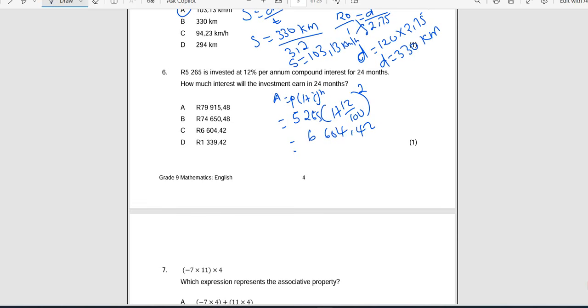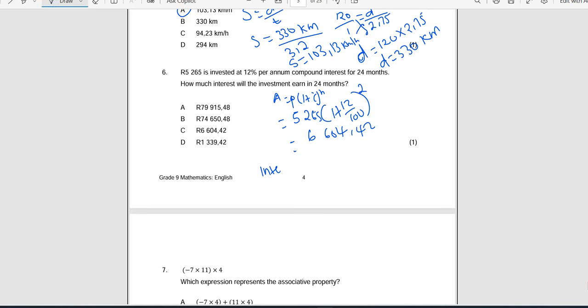Guys, don't get confused. The question says how much interest. The question never says how much the investment would be, the accumulated amount. It says how much interest, meaning that we need to look for the interest, the money that we're going to gain from the money that we have invested. So we've invested 5,265 and we're going to get 6,604.42 after 2 years. What was the amount that we've gained? What's the interest that we've gained?